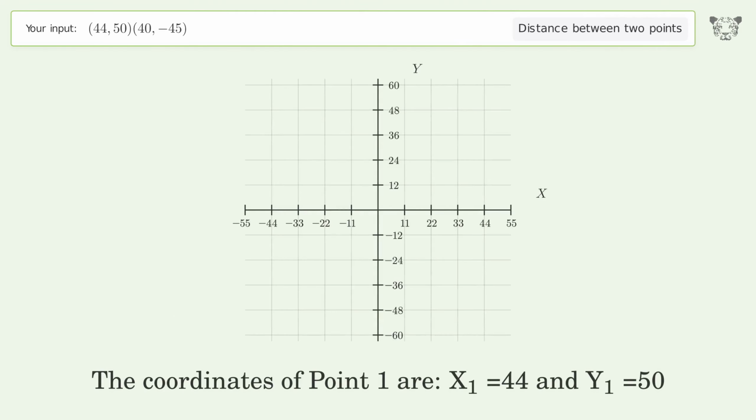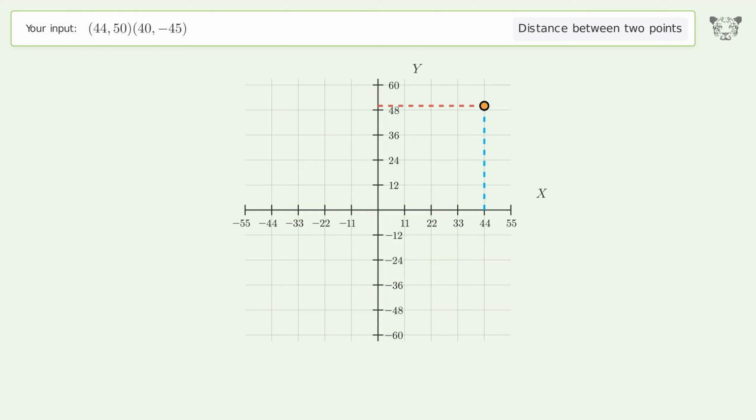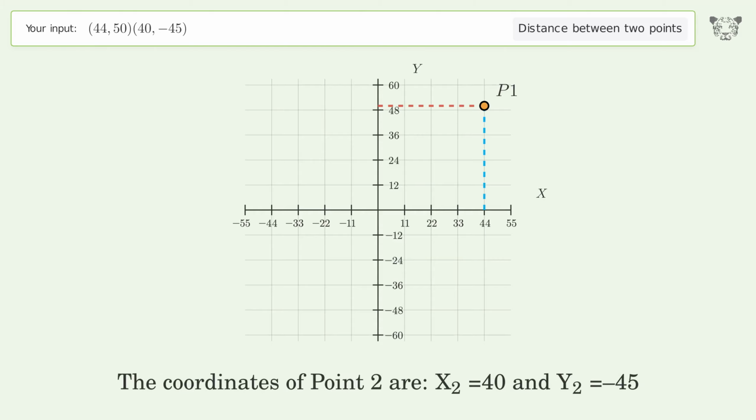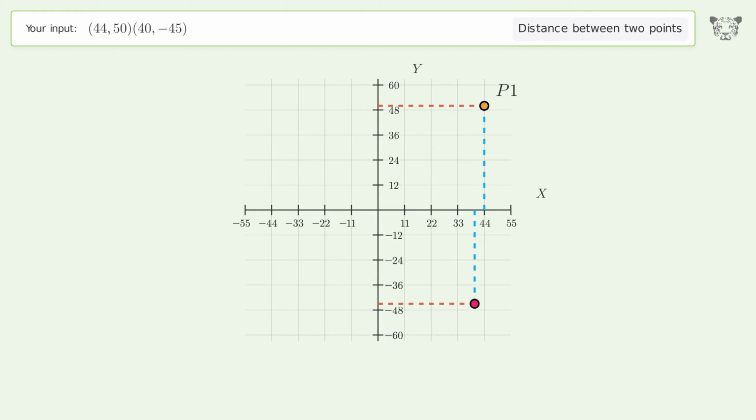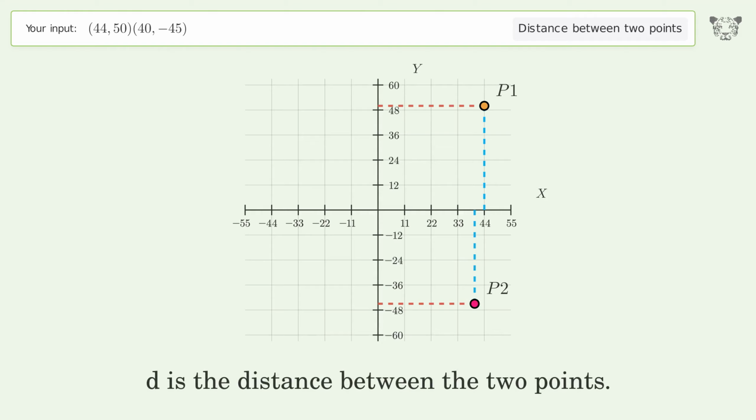The coordinates of point 1 are x1 equals 44 and y1 equals 50. The coordinates of point 2 are x2 equals 40 and y2 equals negative 45. D is the distance between the 2 points.